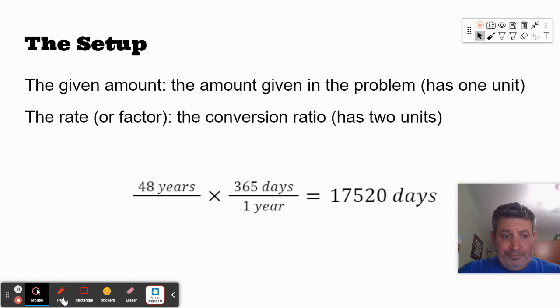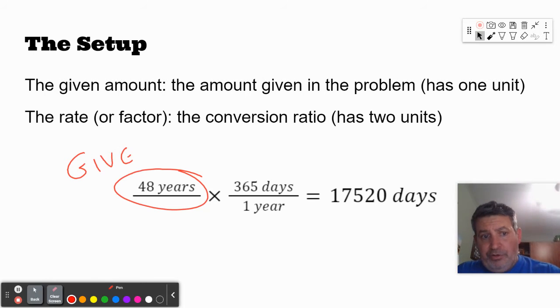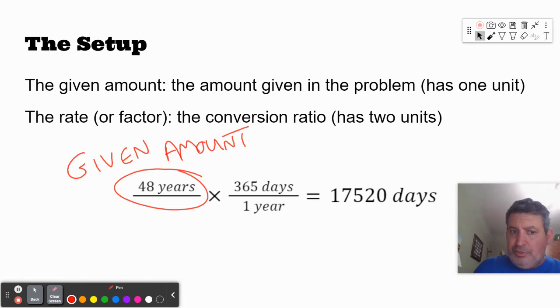So I have 48 years. That's going to be the given amount. So the question would say, hey, how many days is 48 years? Or convert 48 years to days could be a question. But that's always going to go on the top left.